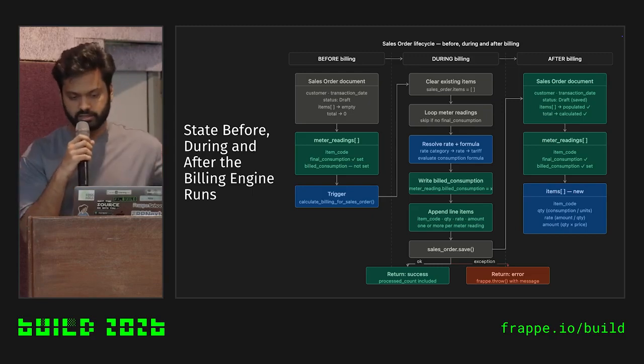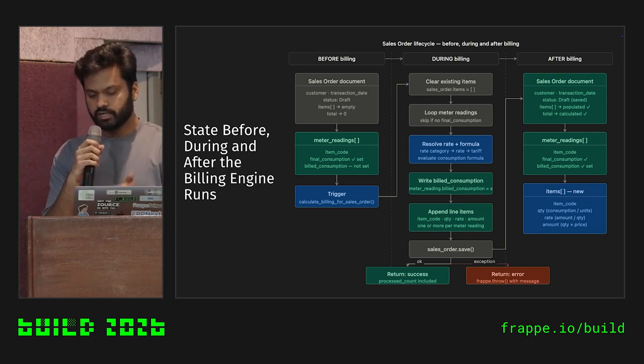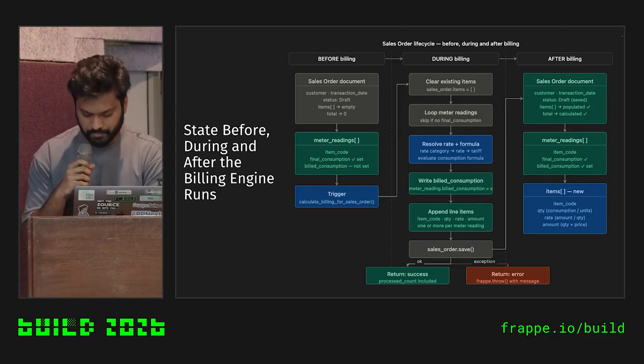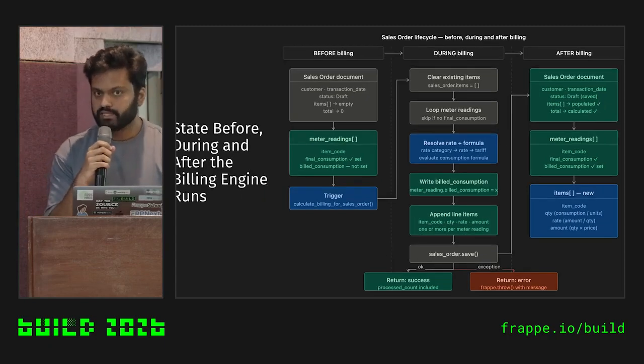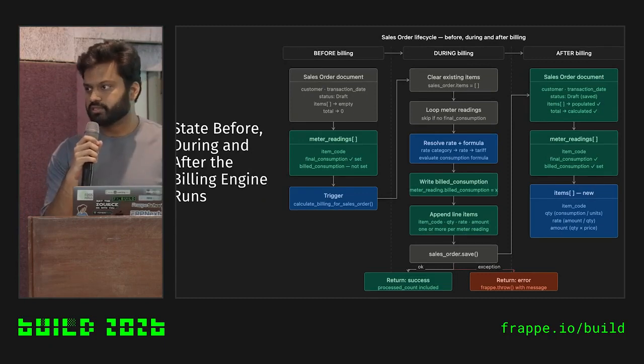So this is the whole process which I have explained to you. So there is sales, this meter reading, and then from meter reading to sales order, all the executions take place. The tariff, rate category, and customer type. Yeah, so this application is live. So you can basically download it, install it, and run it on your Frappe instance.